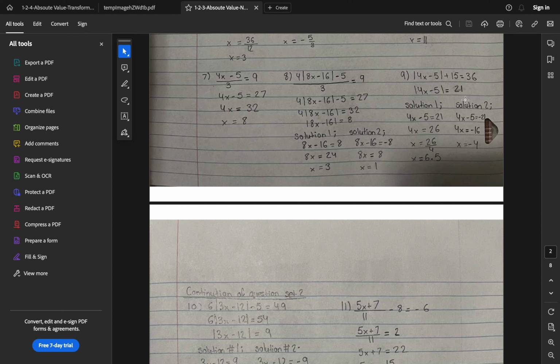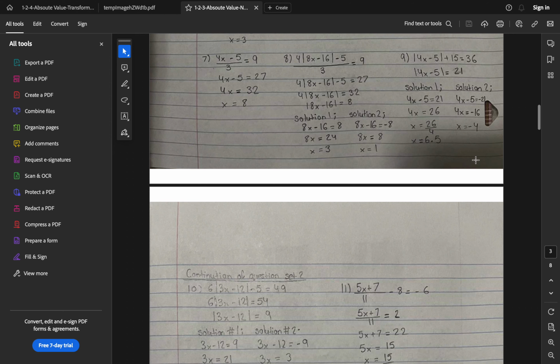Solution number 2 is equivalent to its negative value. Basically, we rearrange by adding 5 on both sides, which equals 4x is equal to negative 16. And we divide by 4 on both sides again, which means x is equal to negative 4.